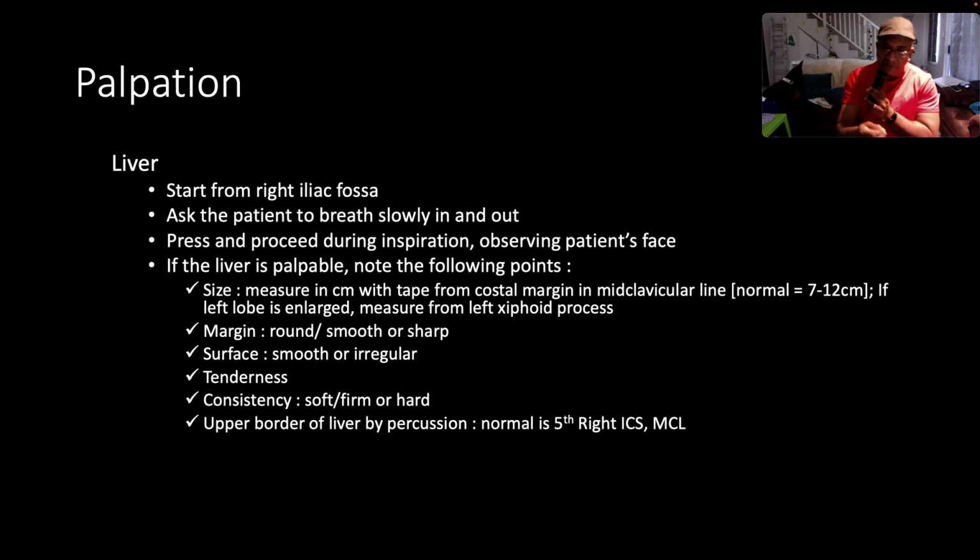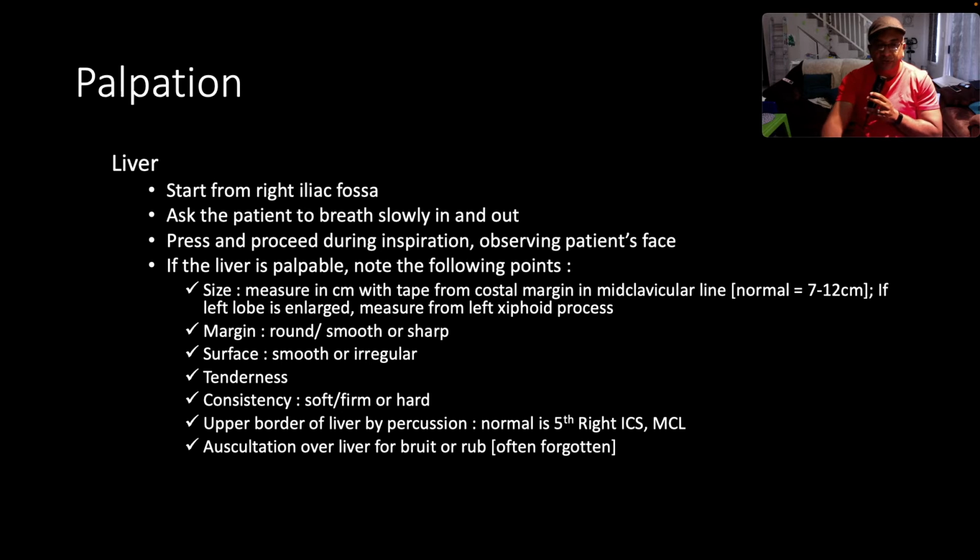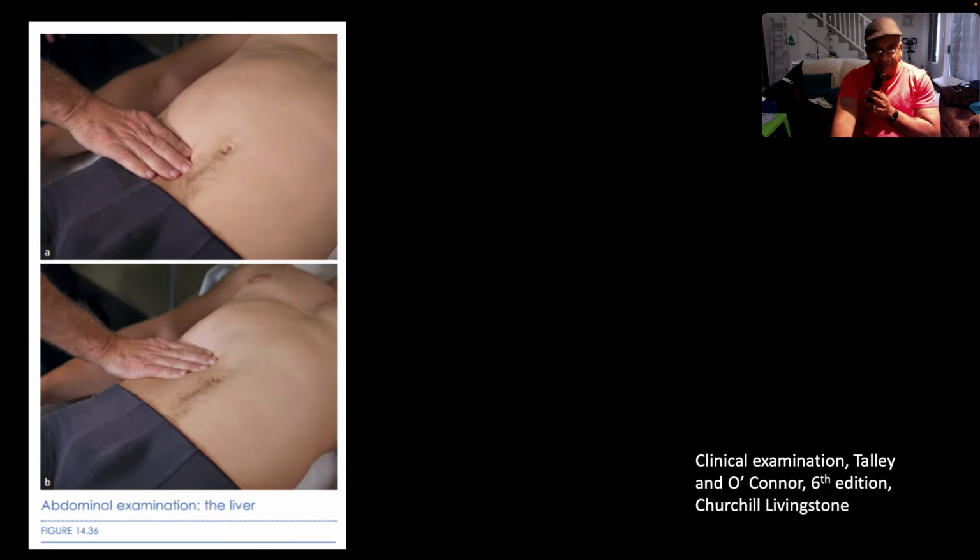And the upper border of the liver should normally be positioned in the 5th interspace on the right at the midclavicular line. And then what you want to do is measure the span from the upper border down to where you felt the hepatomegaly to be. A normal span is 7 to 12 centimeters. Anything larger than 12 is hepatomegaly. And then auscultate over the liver for a bruit or a rub, which is often forgotten. Please note, a pulsatile liver indicates tricuspid regurgitation. And this is basically the technique.